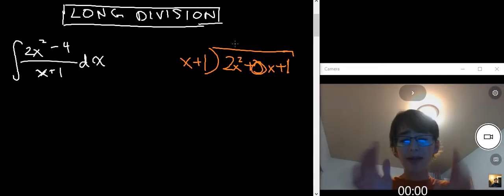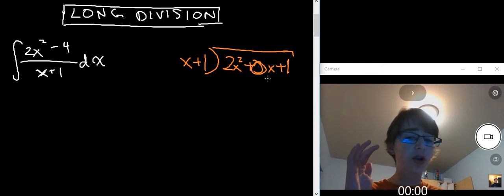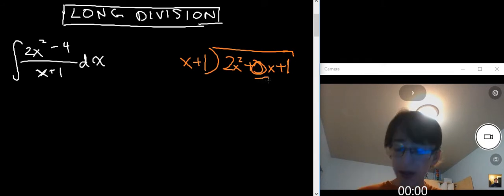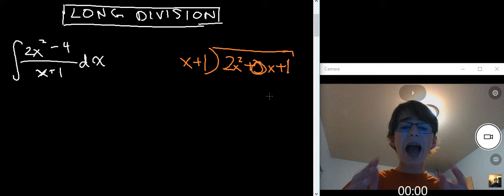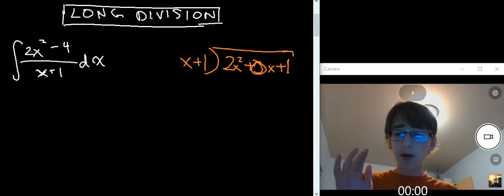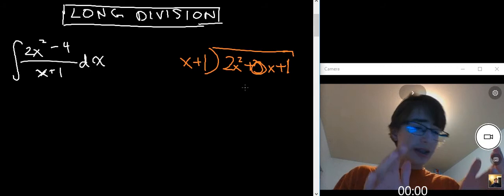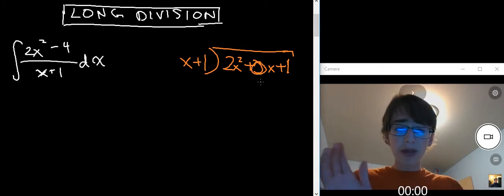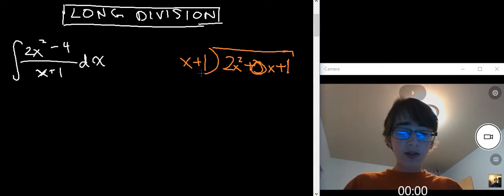And you guys are probably thinking, Trevor, why the heck did you include a 0x in the middle? And to that I say, well, you can't leave out any part of the function. So what do I mean by that? That was a terrible way to phrase it. What I mean is, there's an x term here.